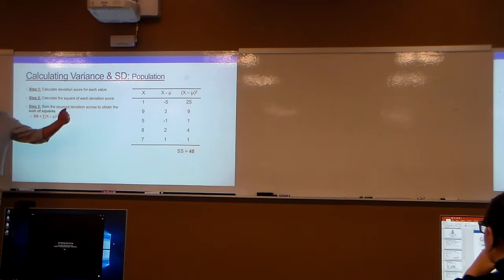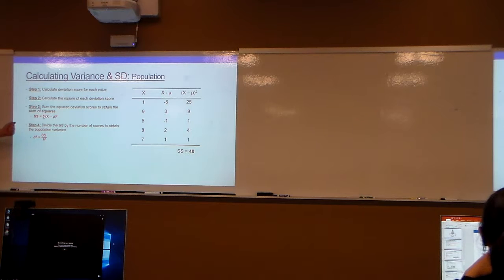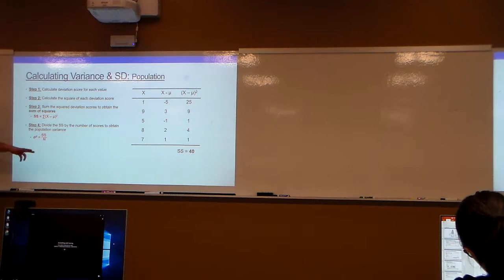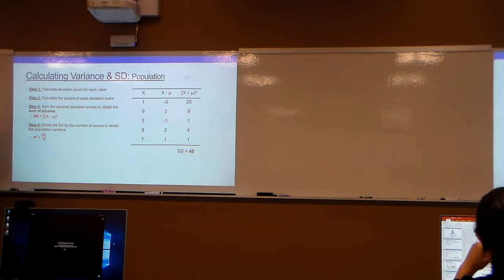Okay? So we've gone through, we've calculated the sum of our squared deviations. And then what we're going to do is take that sum of squares and divide it by the number of observations in the population. How many people or units do we have in the population? Take that sum of squares, we divide it by the population number here, and what we have is our variance. Our variance is simply the average squared deviation from the mean.